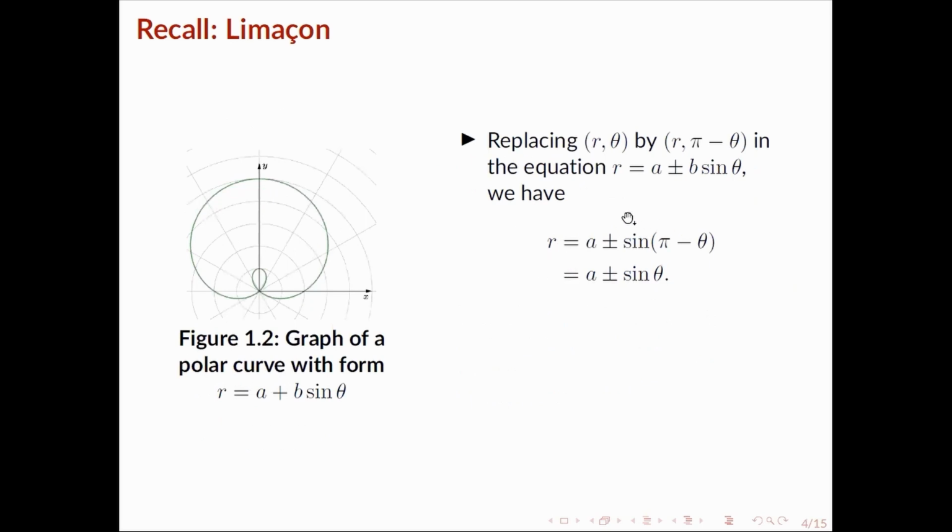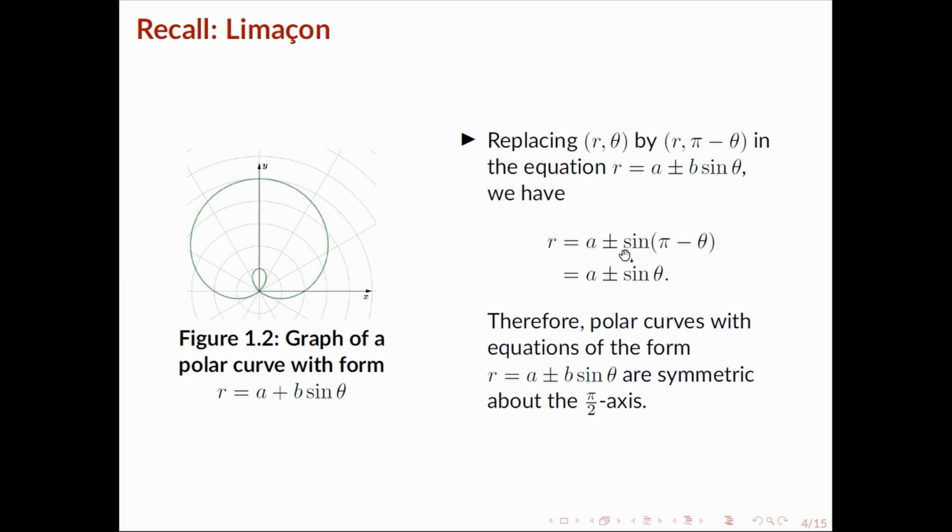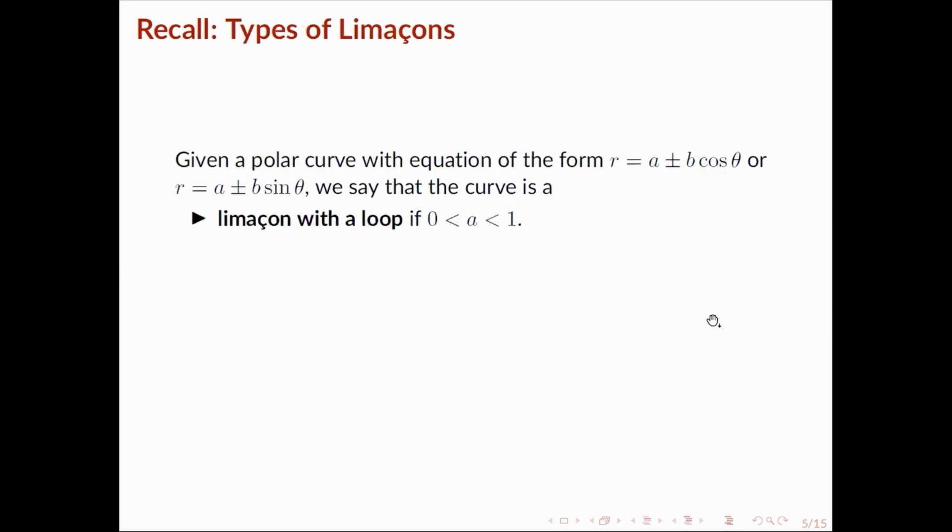Then replacing r comma theta by r comma pi minus theta in the equation r equals a plus or minus b sine theta, we have r equals a plus or minus b sine of pi minus theta, which is equivalent to a plus or minus b sine theta. Sine of pi minus theta is equal to sine theta, and it is one of its identities. Therefore, these polar curve equations are symmetric about the pi over 2 axis, as you can also see in figure 1.2.